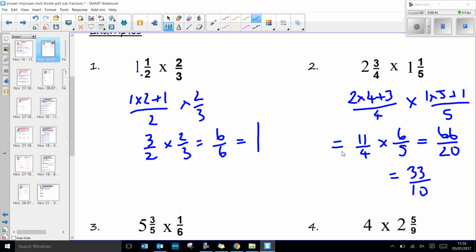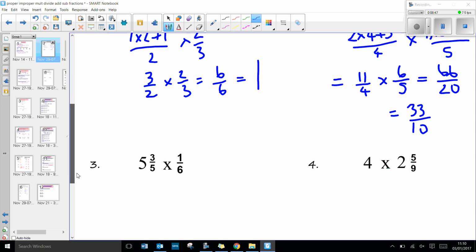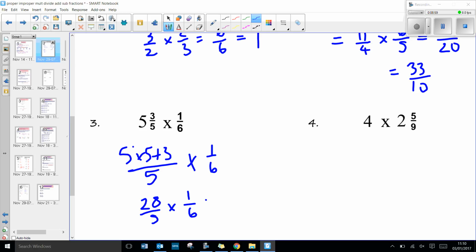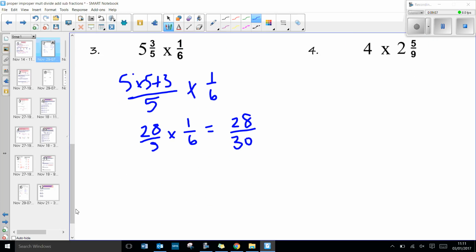5 3/5, so 5 times 5 plus 3, so 28 over 5 times 1/6 is 28 over 30. Again, they simplify. So, 2 goes into both of those two, so that's 14 over 15.